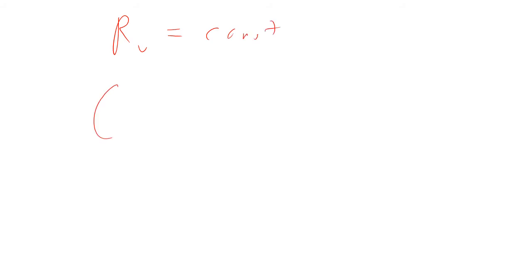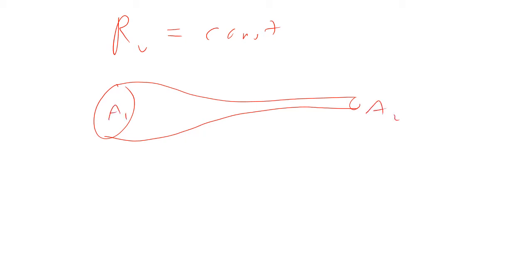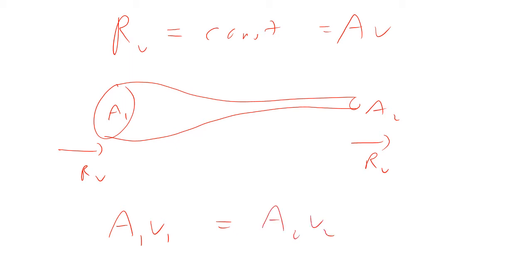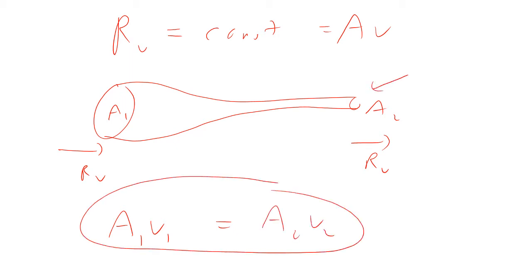In other words, if our pipe changes area, so we got A1, we got A2, then RV here has to be RV there. So we know that RV is A times V, so that means that A1 V1 equals A2 V2. So that means for the narrower area, it has to go out faster. And so we call this the continuity equation, or your book calls it simply the equation of continuity.